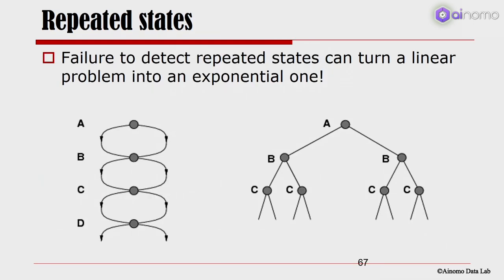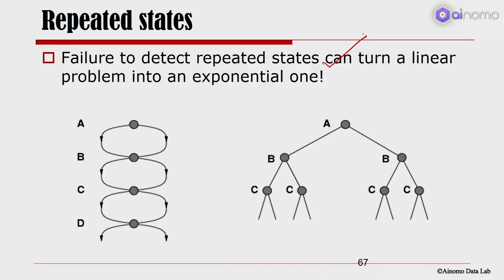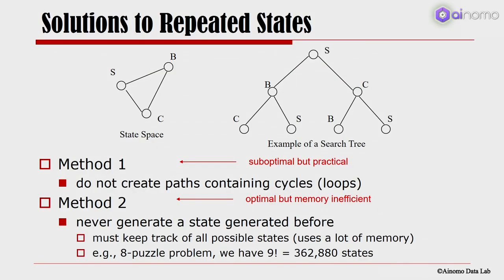So the only thing that is important to realize when I am doing uninformed search over graphs for problem solving as state space search is failure to detect repeated states. Because if I have some failure to detect repeated states, this can turn a linear problem into an exponential one. And there are two interesting solutions. In the first method, which is suboptimal but very practical, I do not create paths containing cycles. This is what I highlighted in the beginning.